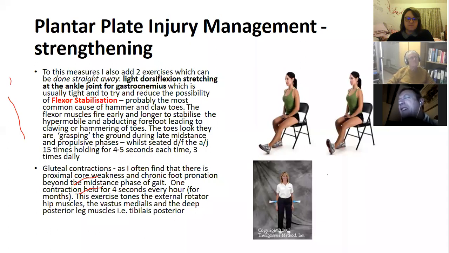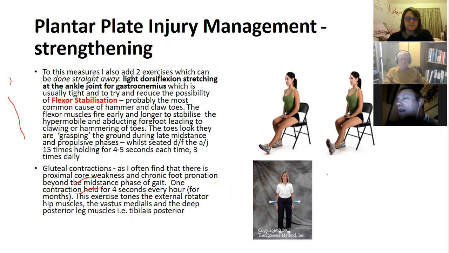And the other one I think is so important is gluteal contractions. Now, actually, sorry, I need to go back a moment, forgive me. Flexor stabilization, I'll put in red. If somebody's got tight gastrocnemius, one of the things they do to get a nice rigid lever of a foot when they push off is they claw their toes. They use their flexors to stabilize their foot. That's what we don't want. We don't want that longitudinal and compressional stress going through the plantar plate. So tight gastrocnemius can cause flexor stabilization, which is a very common cause of toe hammering. So we want to stop that by stretching that gastrocnemius.